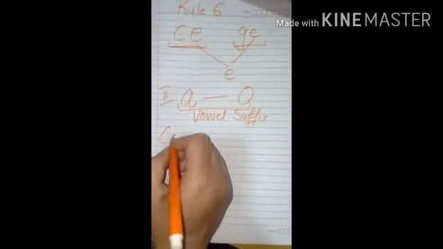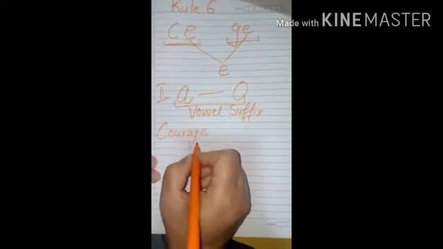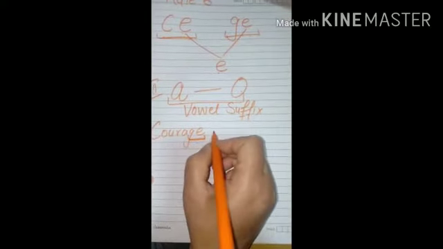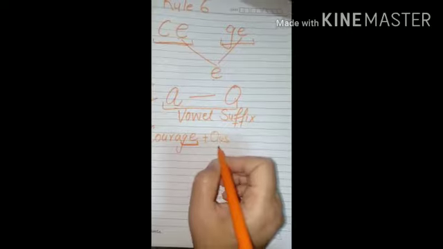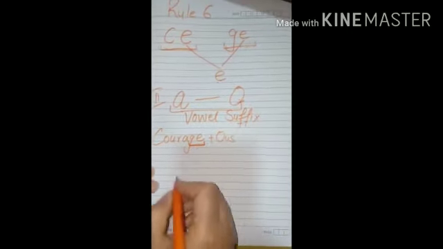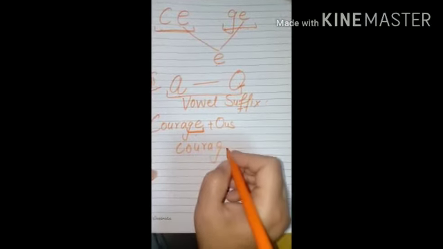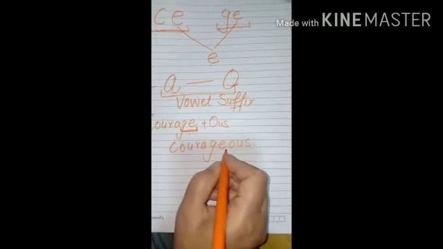Let's look at one example. Courage. It's ending with GE. If we add OUS to that, which is a vowel suffix starting with O, this E is going to stay there.